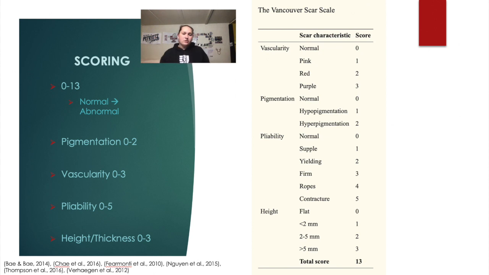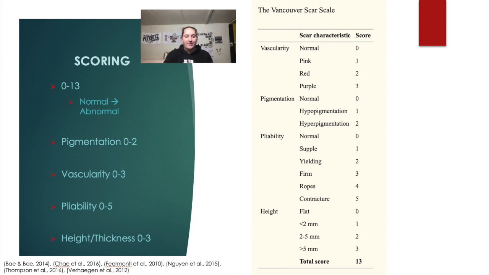So how the Vancouver Scar Scale is scored is simple yet complicated. It's a simple score, 0 to 13. 0 would be completely normal, and then as you get a higher score, it goes toward abnormal. The score ranges from 0 to 13, and scars resembling normal skin have lower scores. So that would be a 0 as resemblance to normal skin. And as the scar score gets greater, it indicates a greater pathological condition of the scar, so more abnormal.